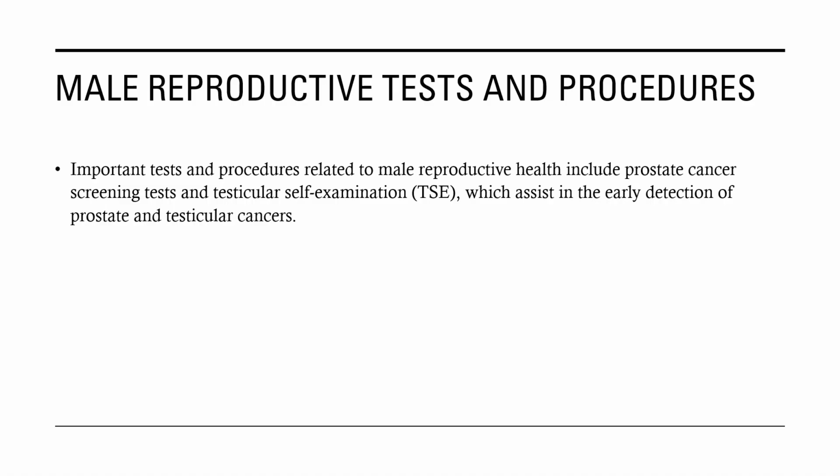Next up on page 505, we have male reproductive tests and procedures. So we're going to look at prostate cancer and testicular cancer primarily. The important tests and procedures related to male reproductive health include prostate cancer screening tests, and a TSE, which is a testicular self-examination, and these are going to help in the early detection of prostate and testicular cancers.